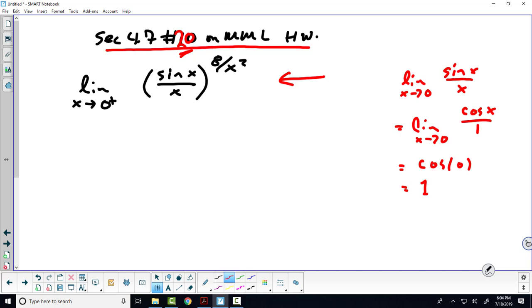So anyway, as Sarah said, the base is approaching 1, and then what's my power approaching? Yeah, because it's 8 over an arbitrarily small positive number. So this has the indeterminate form 1 to the infinity power.